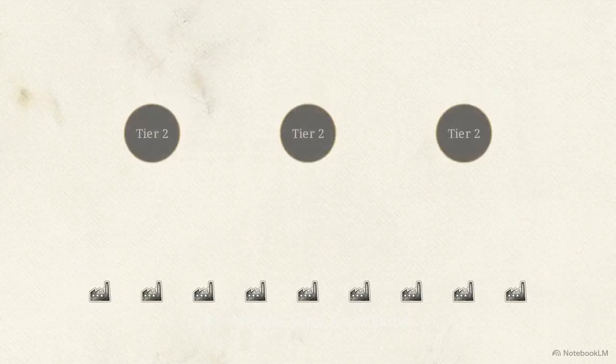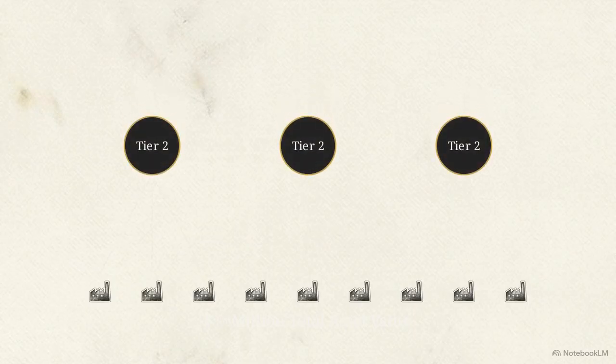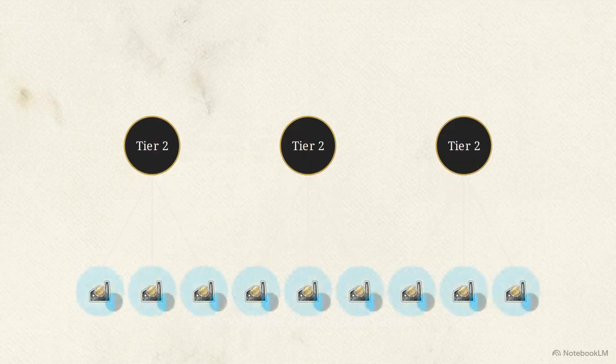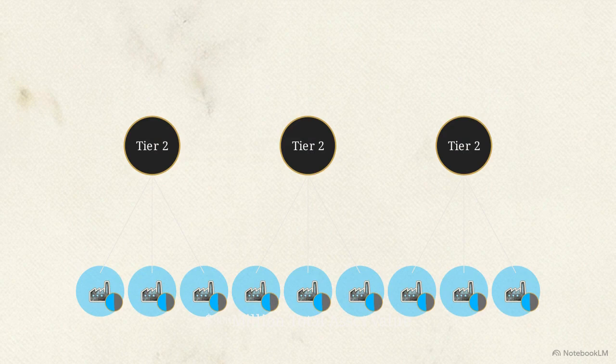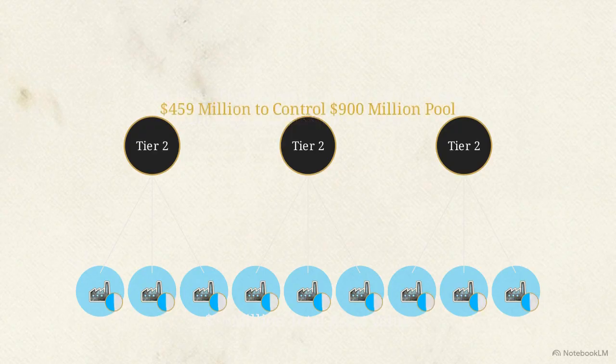Consider a scenario with 9 separate operating companies at the base of the structure. If each holds $100 million in assets, the total base value is $900 million. These base companies are grouped under a middle layer of Tier 2 subsidiaries. This separates risk and creates a buffer between the operating units and the parent company. By applying the majority stake rule at this level, the Tier 2 companies only need to purchase $459 million in equity to control the entire $900 million asset pool.